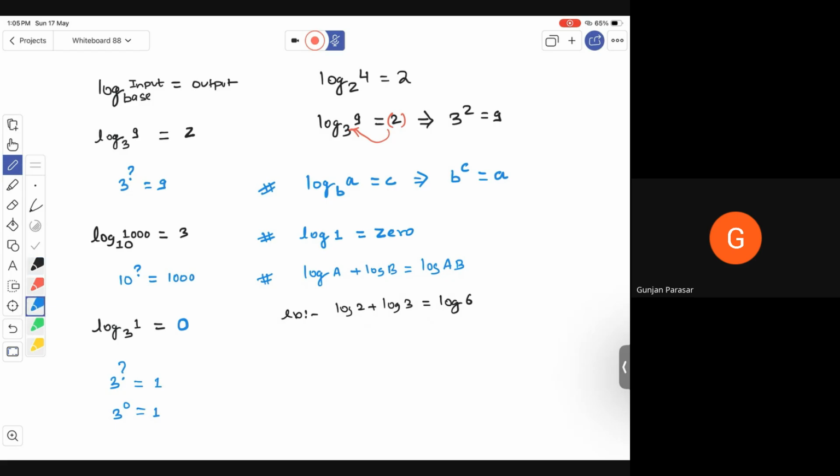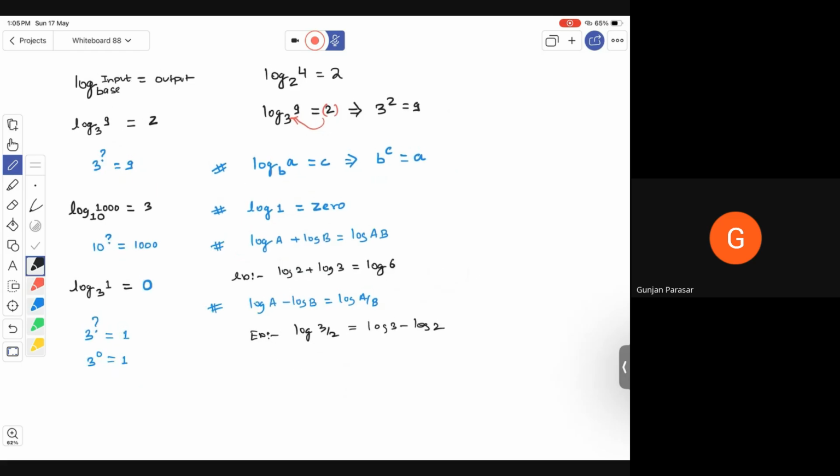The next thing is called the quotient rule. Log A by B is equal to log A minus log B. For example, log having any base, suppose I give you 3 by 2. That is also equal to log 3 minus log 2.